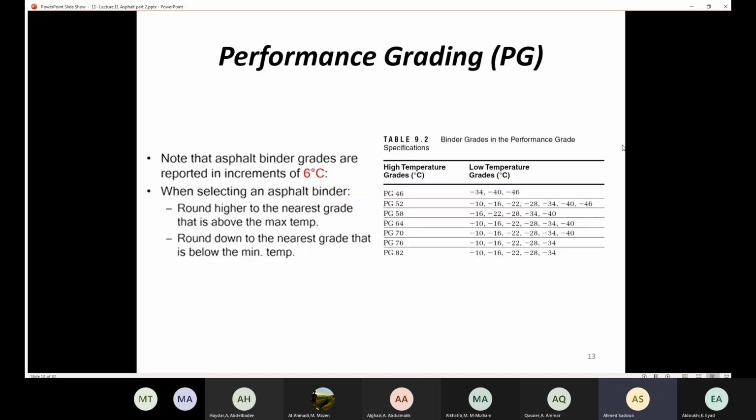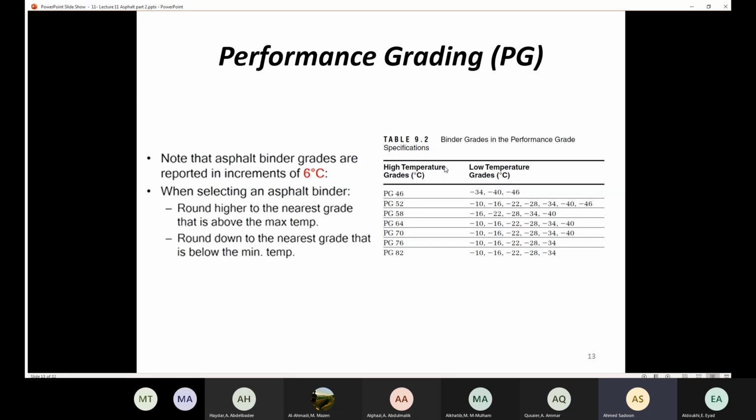So here, then you are gonna go to this table here. This table is going to show me the binder grades in the performance grade specifications. So this is going to work like that. First, I have the higher temperature, and this one has an increment of 6 degrees Celsius. So if this one is PG 46, then I'm going to add 6. Then I'm going to have PG 52, and so on, up to the last one here.